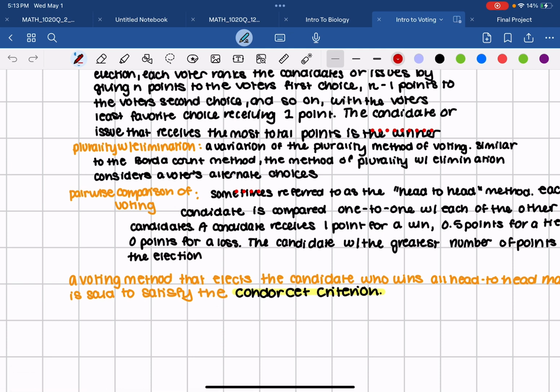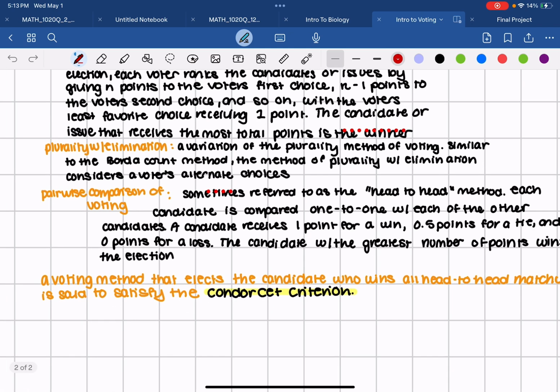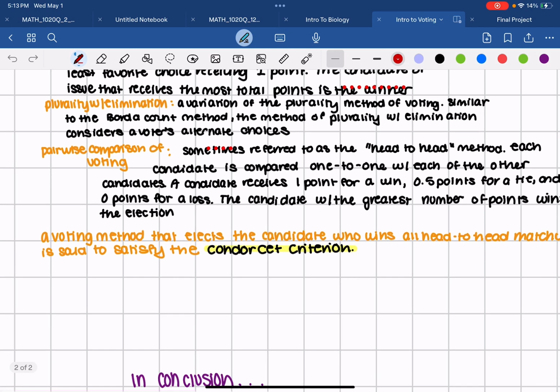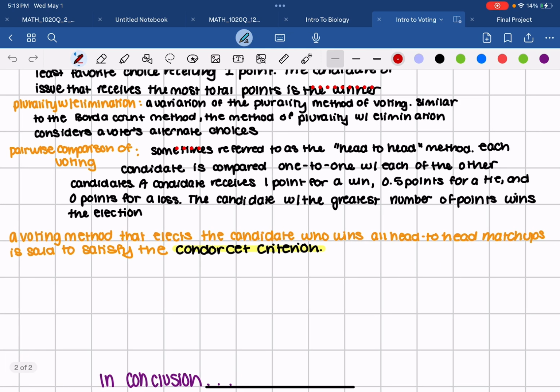Next, we have plurality with elimination. It's similar to the Borda count method, however, it takes into consideration alternate candidates. This method basically involves a trickle-down effect in which candidates are eliminated until a winner is ultimately found. And then last but not least, we have the pairwise comparison of voting, often referred to as the head-to-head method. It's basically in the title: each candidate is compared to one another, and they are awarded points based on their wins and losses, and whoever has the greatest number of points wins.